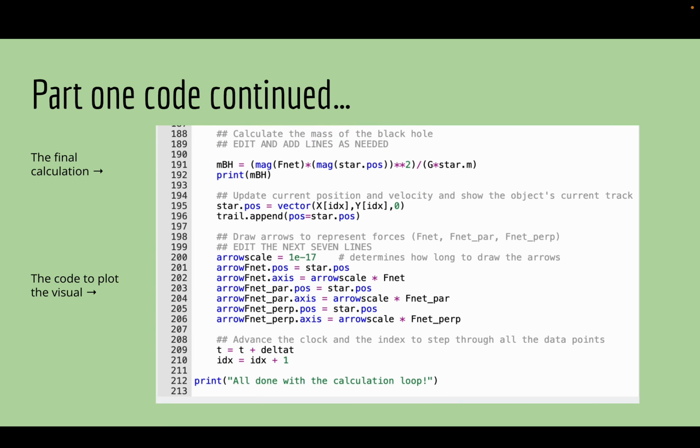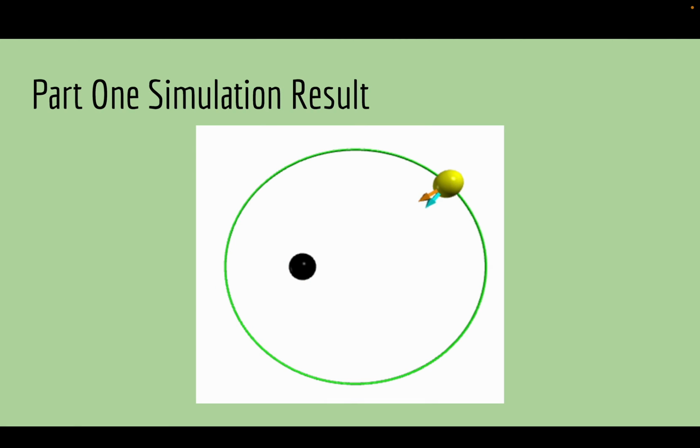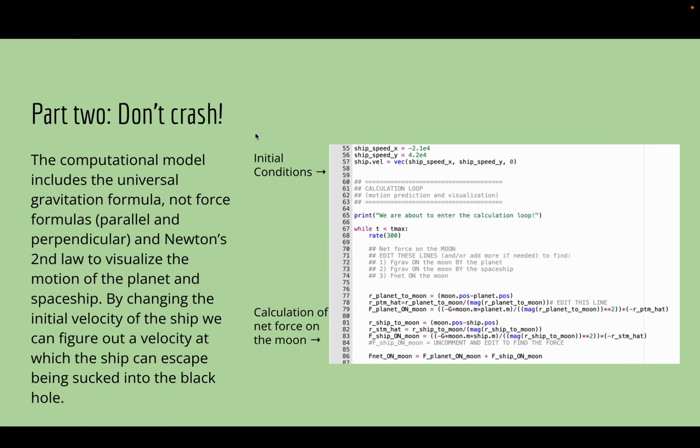This is another continuation of my code, which includes the final calculation of the actual mass of the black hole, and the bottom half of that is just the code to plot the visualization, which is as seen. Obviously, it's just a picture, but we had a whole visualization of the different arrows and the different lengths over time.